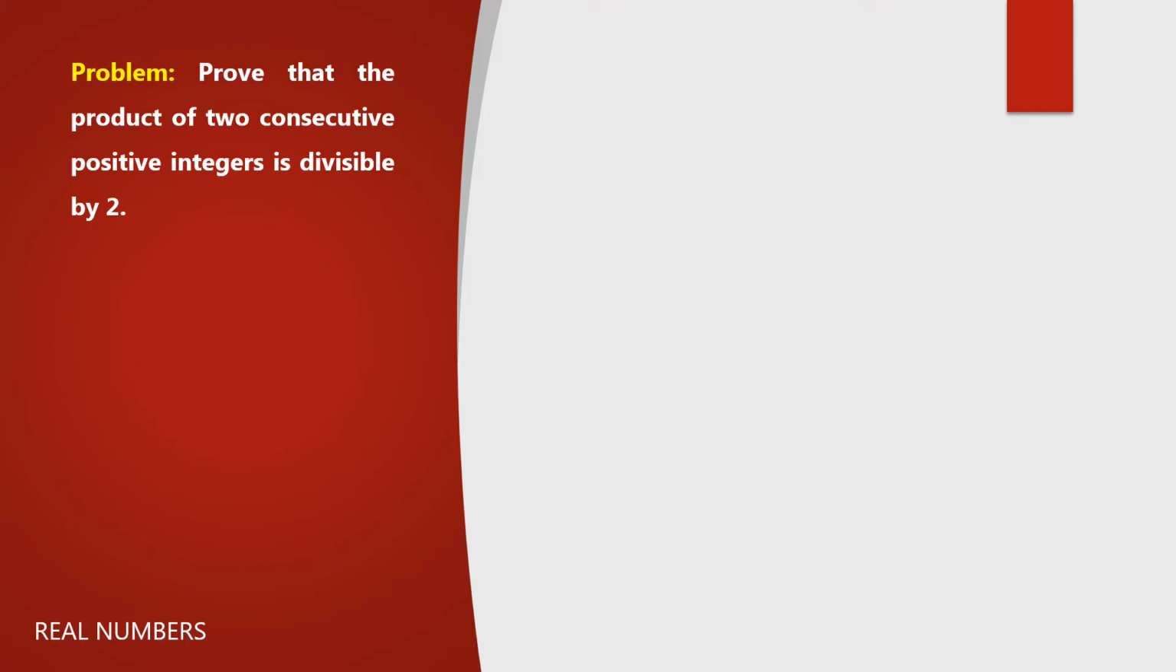Now let's solve one more problem. Prove that the product of two consecutive positive integers is divisible by 2. What does it mean? Okay, it means that suppose any two consecutive positive integers. Let me take some 5 and 6. These are consecutive positive integers. Their product 5 into 6, that is 30. 30 is divisible by 2, very clear.